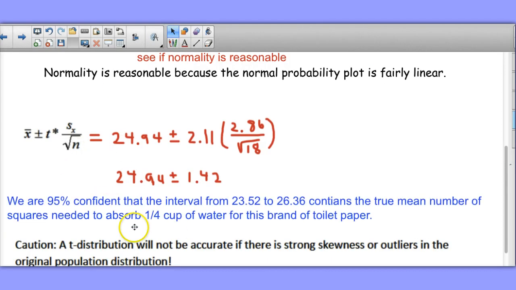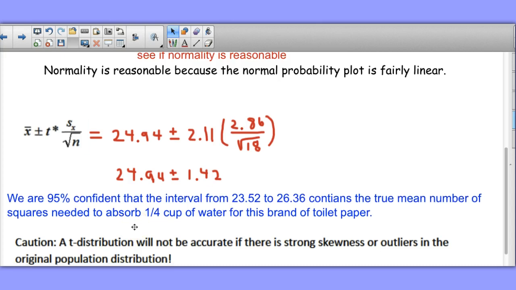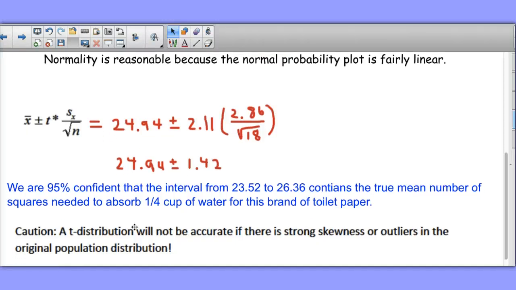We would say we are 95% confident that the interval from 23.52 to 26.36 contains a true mean number of squares needed to absorb a quarter cup of water for this brand of toilet paper. However, we need to be careful because a t-distribution will not be accurate if there's strong skewness or outliers in the original population distribution. And we'll be talking about this either on Wednesday or Thursday of this week.